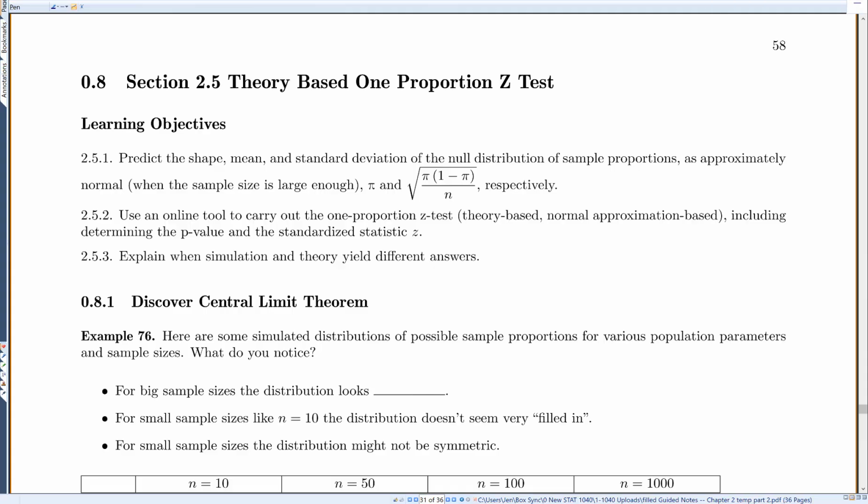This is section 2.5. It's a theory-based one proportion z-test. So what you'll find is for every chapter, section in this book, we always teach you how to do a simulation first, then we teach you how to do a theory-based.